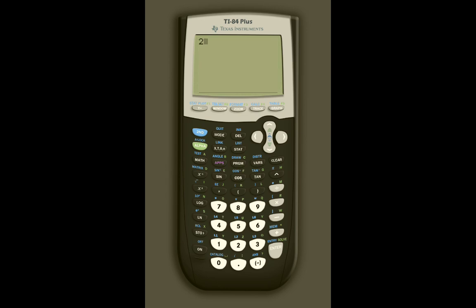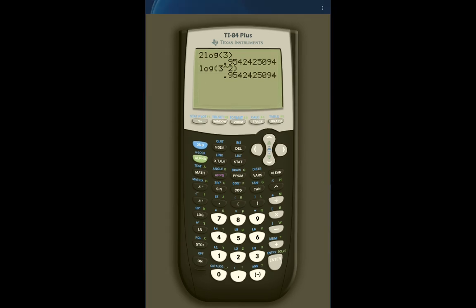Okay, 2 log 3. And here I'll show you the other way too. If we didn't bring the 2 out, if we just did log of 3 squared, you see the same thing, 0.9542.